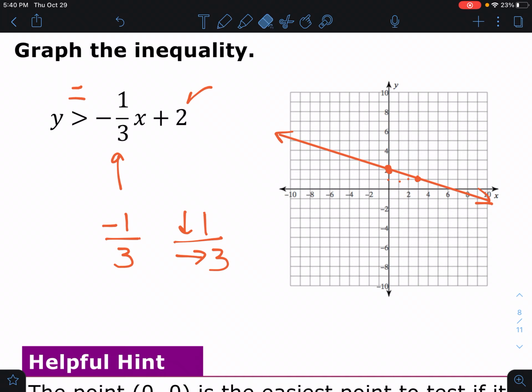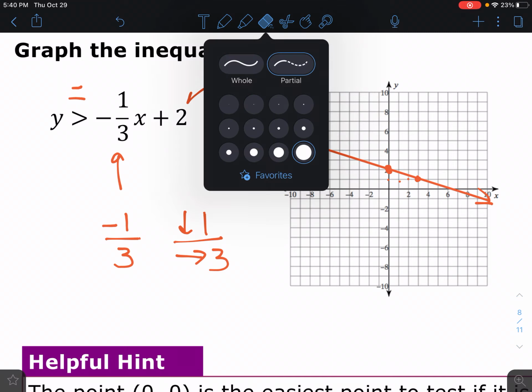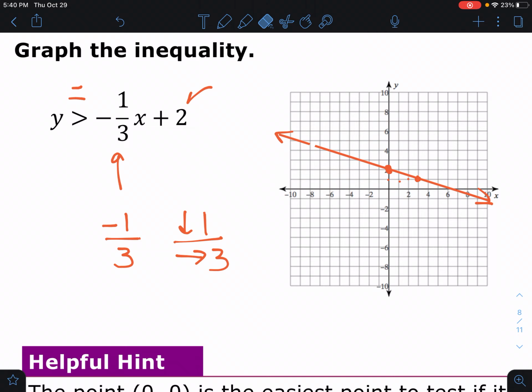So what I'm going to do is use my eraser here. I want to make this dashed. You can do this different ways, but that's how I generally do it. So now that means all those points on the orange line are not included. Now the next thing is I want to figure out which way to shade.